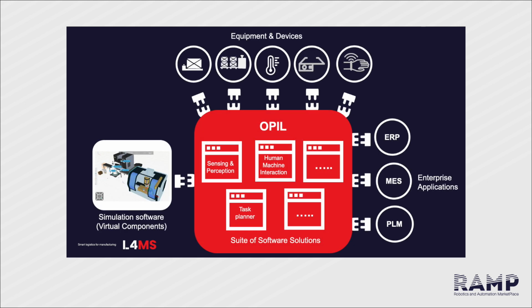Here you can see a schematic of how OPIL interacts with all equipment and devices of the factory, such as sensors, AGVs, and enterprise applications. Also, its interaction with virtual component simulation software, which is a digital twin of the whole logistics system.